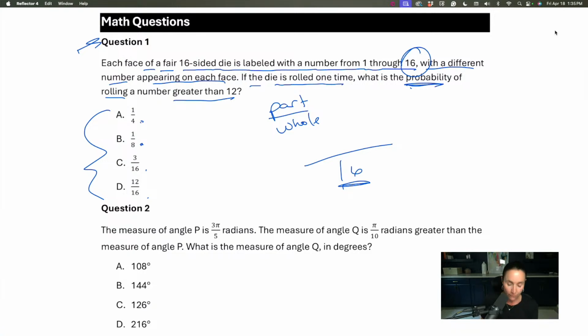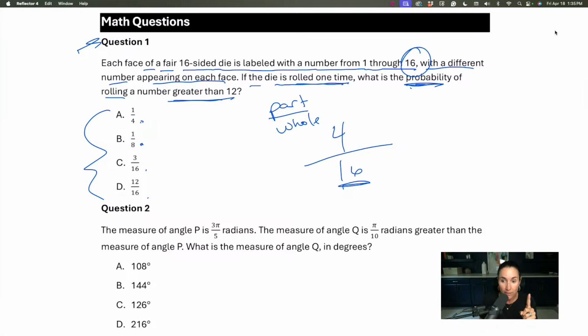And then we have, if a die is rolled one time, what is the probability of rolling a number greater than 12? So if it's greater than 12, it's not going to equal 12, but it is going to be 13, 14, 15, 16, 4, right? Can't be 12. It's got to be greater than 12. If it said greater than or equal to 12, then you could include 12 in there, but we're not. It is 4 possibilities out of 16.